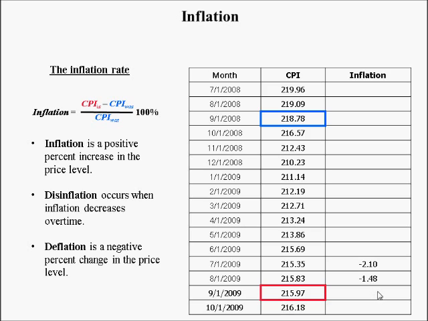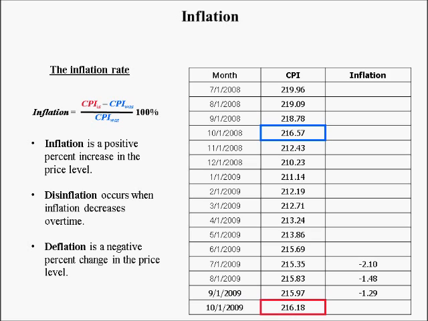Do it again a month later. We take the CPI in September of 2009, and subtract from it what it was the previous year, divide by what it was the previous year, multiply by 100. And we get a negative inflation rate of negative 1.29. So prices fell 1.29% over the course of that year, right, in the month of September of 2009.